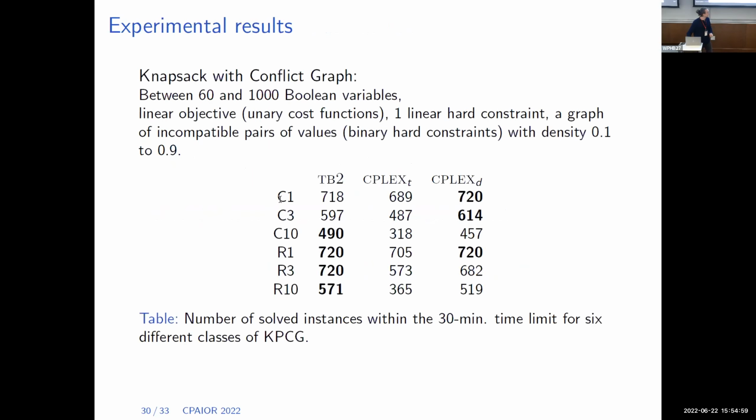So the first benchmark we tried was the knapsack problems with conflict graph. In these problems, we have between 60 and 1,000 Boolean variables. We have one linear objective, which corresponds to unary costs inside the WCSP. And we have one linear constraint that links all the variables. It means that we can have pseudo-Boolean constraints with at most 1,000 variables. We also have a graph of incompatible pairs of values that corresponds to binary constraints in the WCSP.